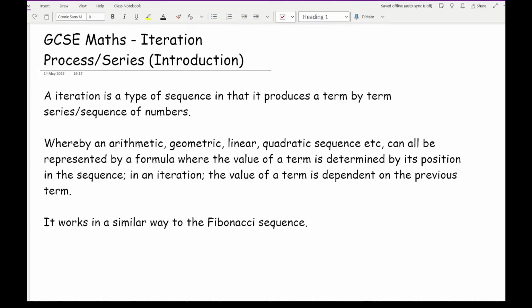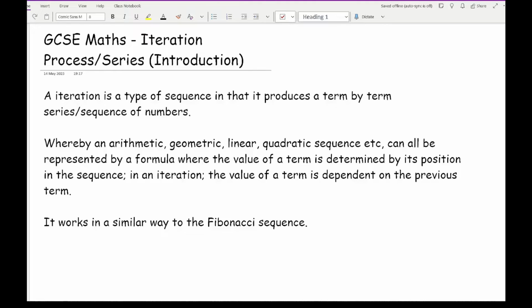Now, an iteration is a type of sequence in that it produces a term-by-term series or sequence of numbers. Whereas an arithmetic, geometric, linear or quadratic sequence can be represented by a formula where the value of a term is determined by its position in the sequence, in an iteration the value of a term is dependent on the previous result.